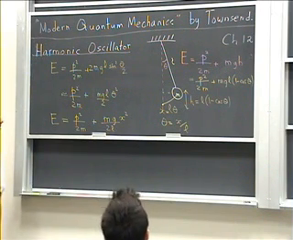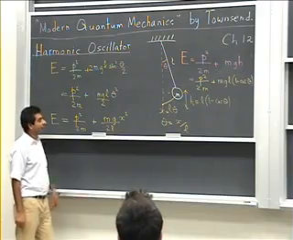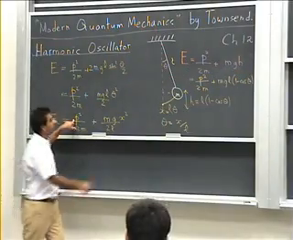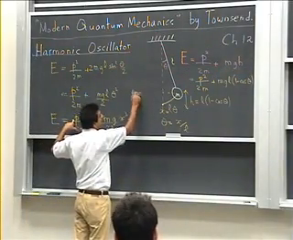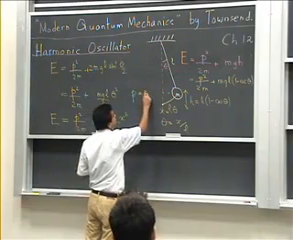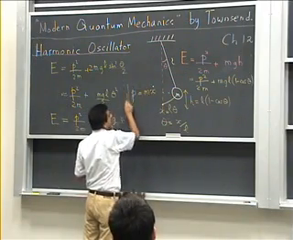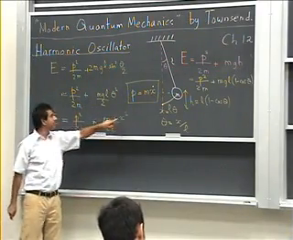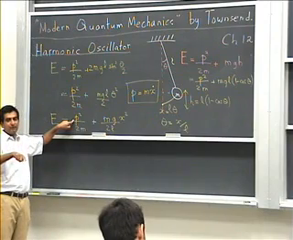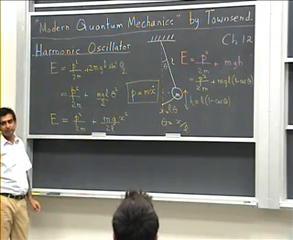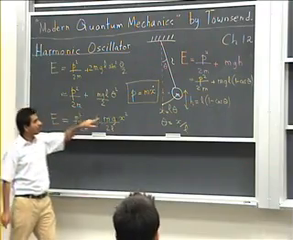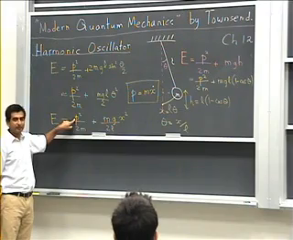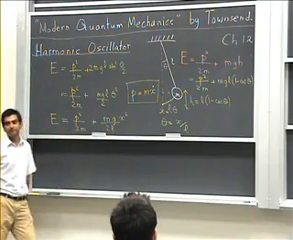Now what you notice here is the following. You have an x here, which is a position coordinate, and this momentum p, in the small angle approximation, is a linear momentum given by m times velocity, which is m x dot. So you have a position coordinate that is being squared, and a derivative of the position that is being squared. So this energy is quadratic in the variable x, and quadratic in the p variable. Now this is a classical system.